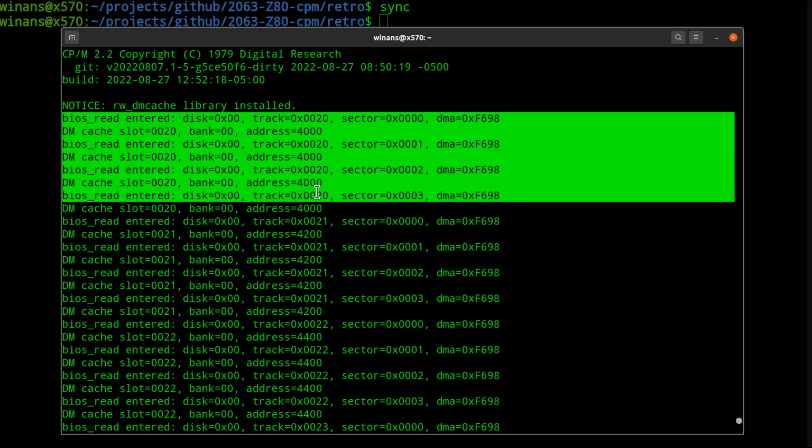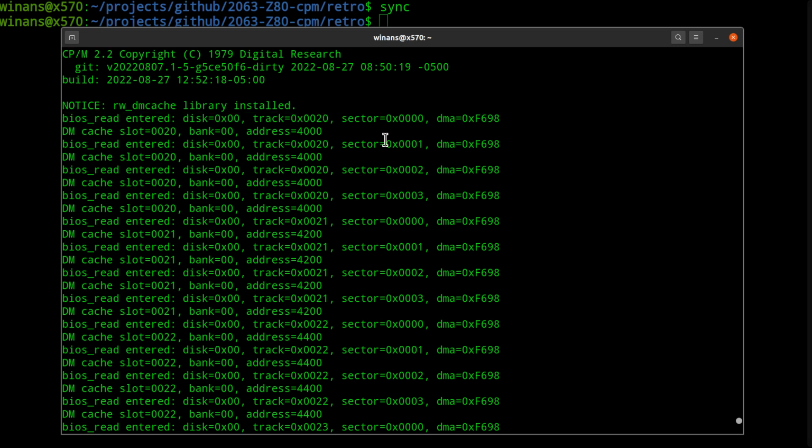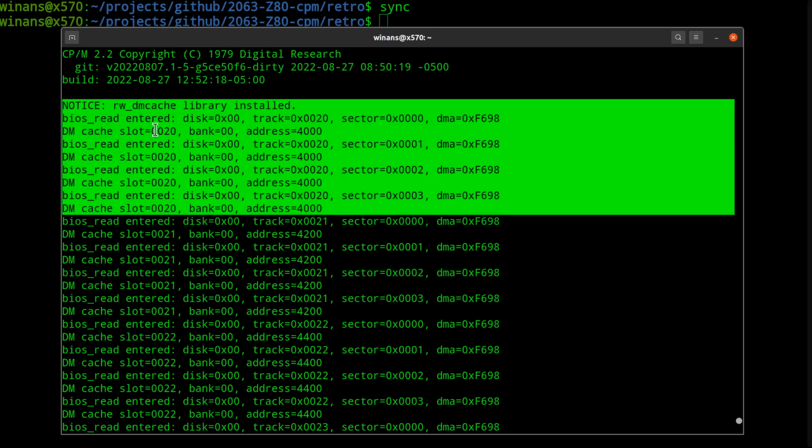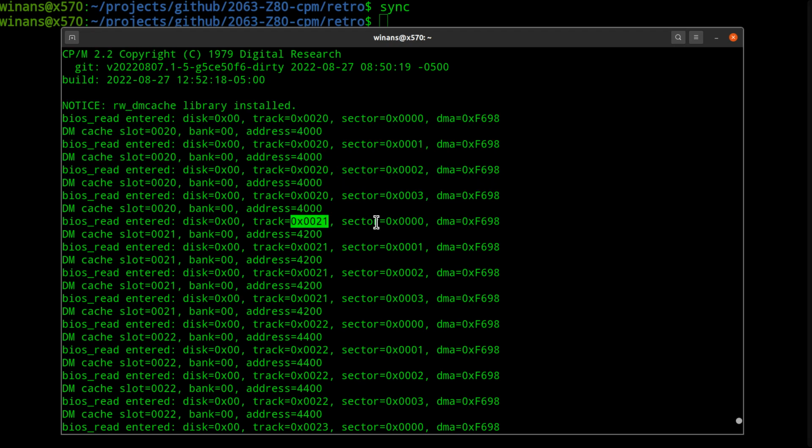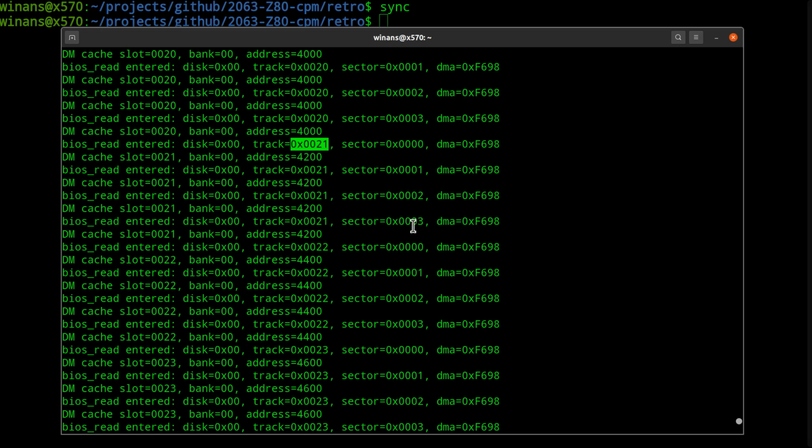They're always going to be on track 20, and it's going to read one sector, then the next one, then the next one, and so on. And each time we do this, because the track directly maps into our slot, every one of these is in the same slot, okay? That all makes sense. When we go to track 21 and then we read 4 sectors over there, we better be reading from slot number 21. Yes, we are.